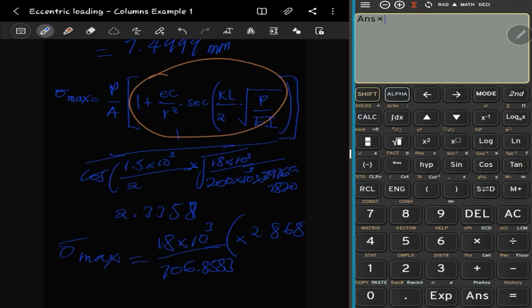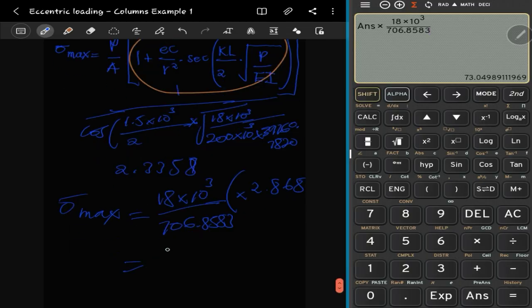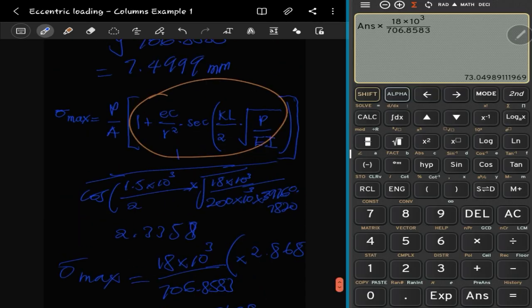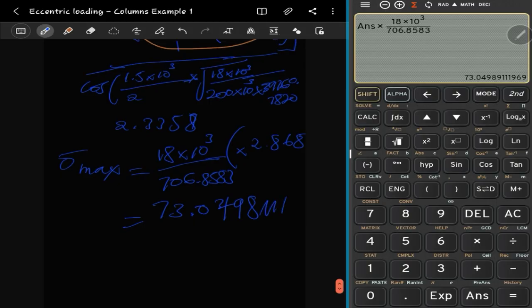So this times 18 times 10 to the power 3 on 706.8583, right, and that gives us the maximum stress of 73.0498, and because we did everything in mm, this will give us a megapascal, right? Megapascal. Yeah. All right.